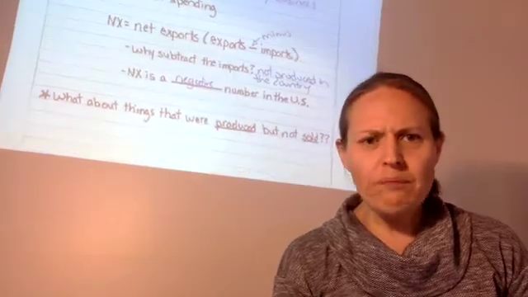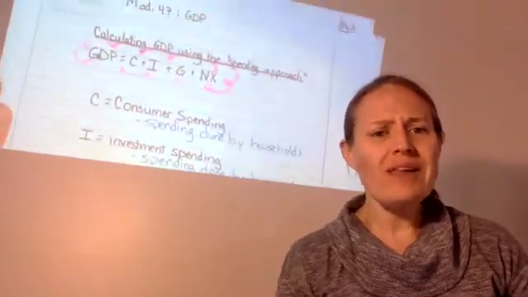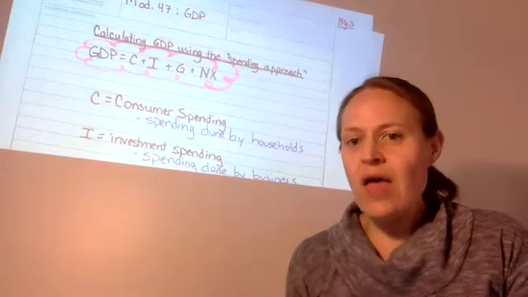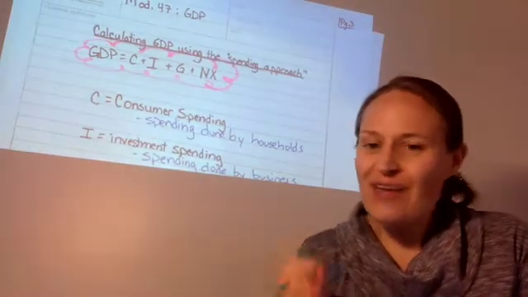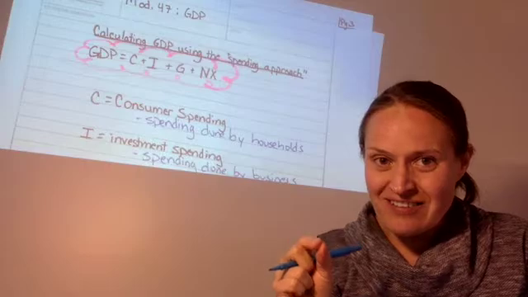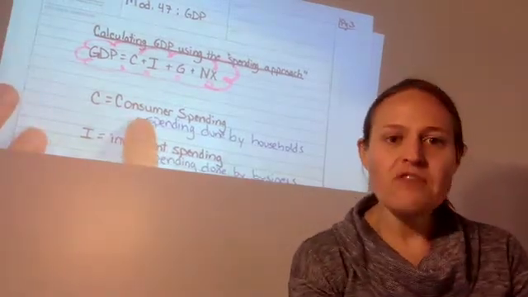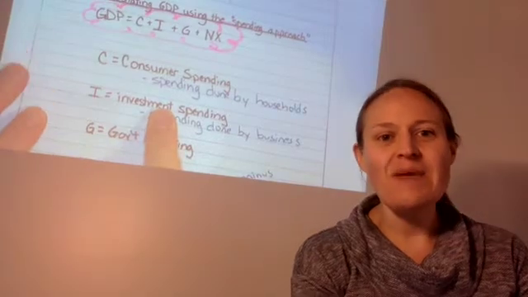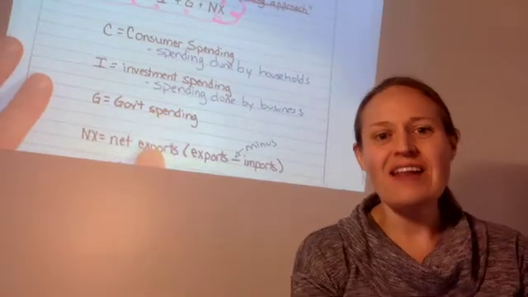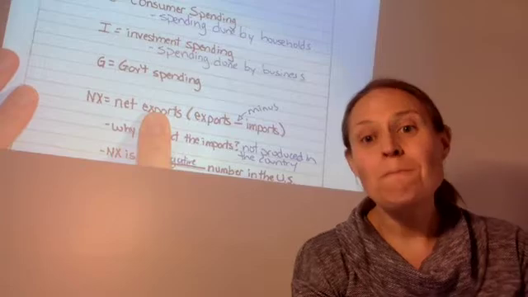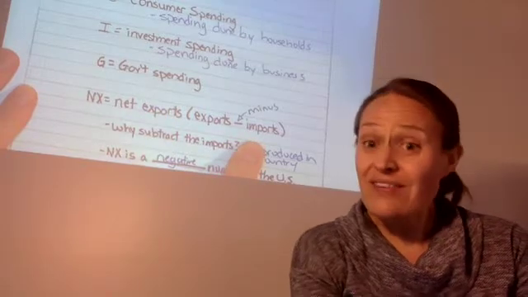All right, so this formula here can get us to the value of all final goods and services produced in a country in a year. If we add up everything that people spend, everything that businesses spend, everything that governments spend, plus exports minus the imports, we'll get to that $21 trillion.